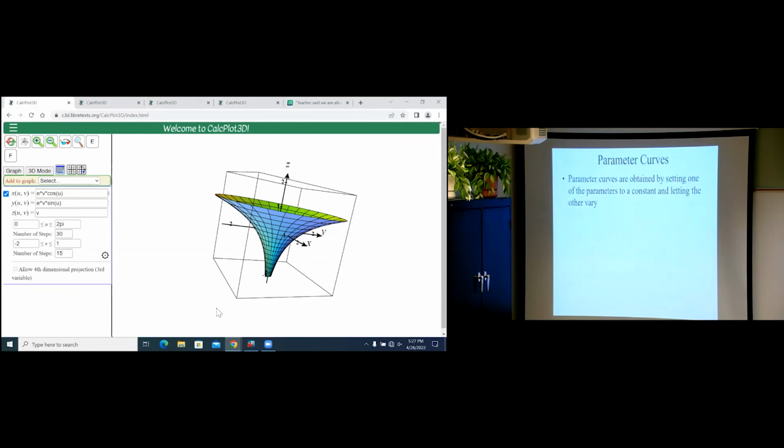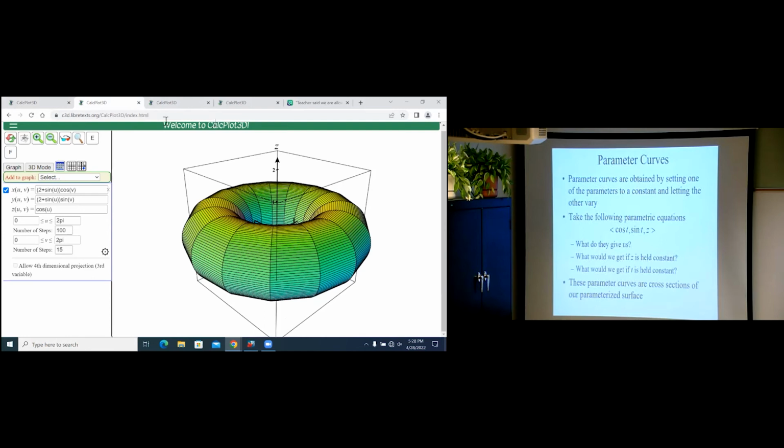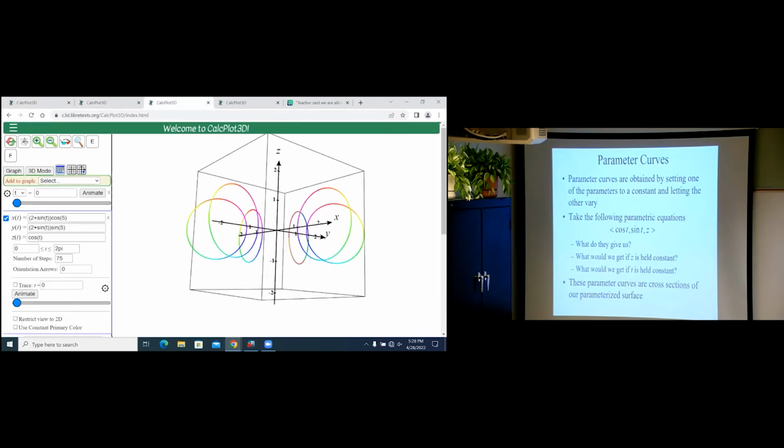Parameter curves. If Mabel comes back up, I'll show you what it looks like for a cylinder. Remember I talked about the generating curve, right? That's looking at setting one of your variables to a constant, looking at what you have as a 2D plot in 3D to get an idea of which variable does what. Parameter curves are a set of those. In Maple, I've got it done for a cylinder, but I have it in Calculus 3D done for our torus. So there's our torus. A set of parameter curves would look like this.